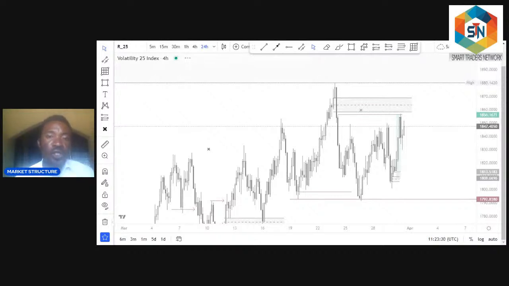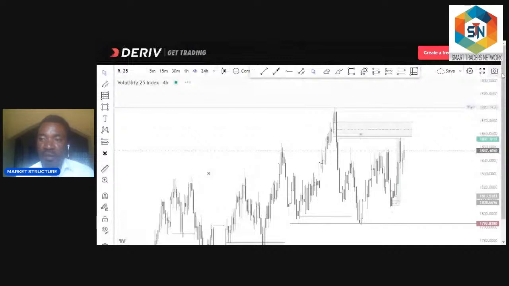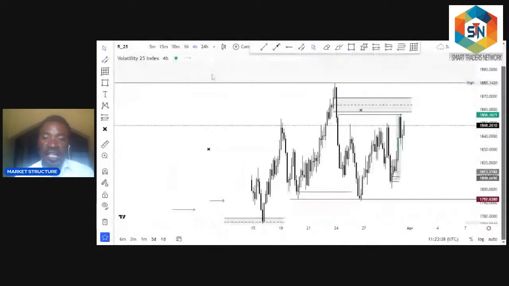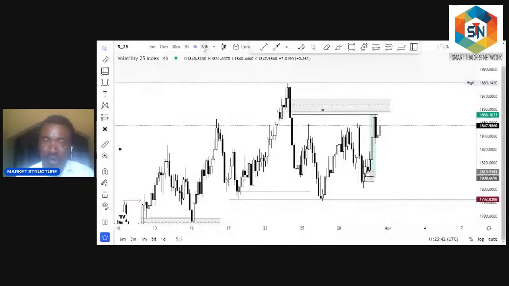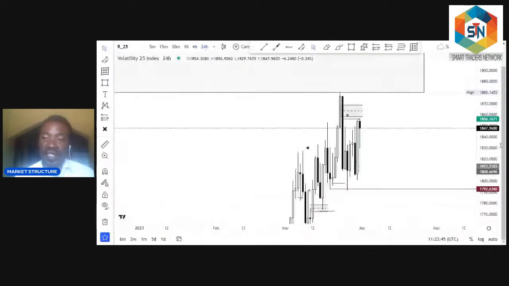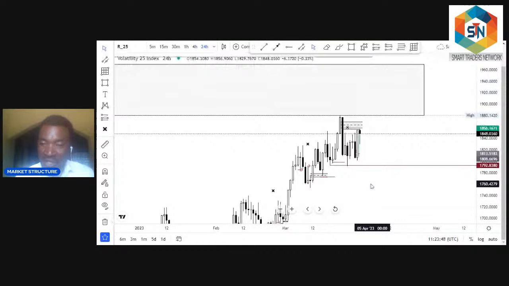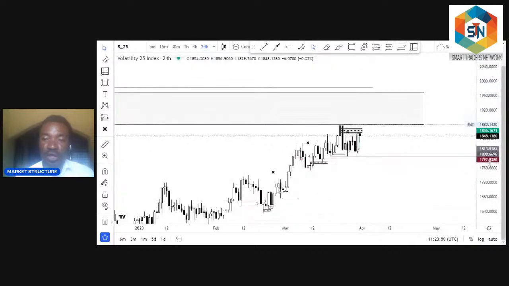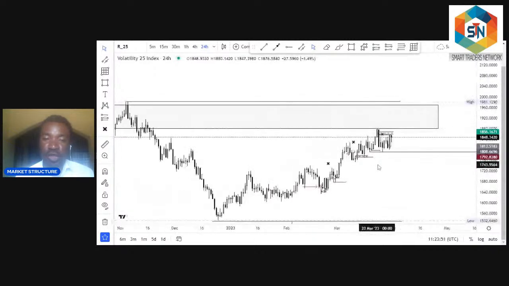So you want to ensure you keep following the structure until the structure breaks. Keep adding position until it breaks. If it has not broken, just keep adding position. That's what structure is. You are trading the structure. You want to make sure you keep trading until you get to your point of interest. So I want to see price go down.